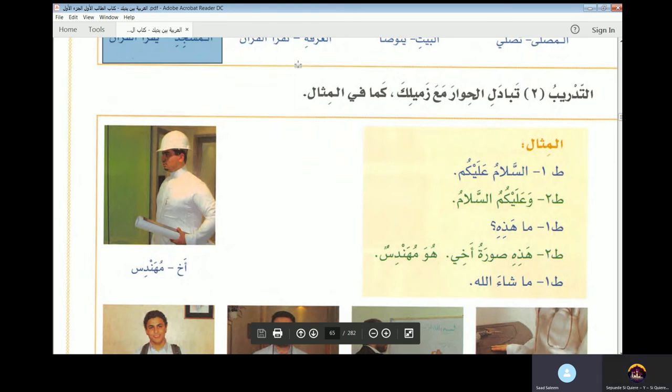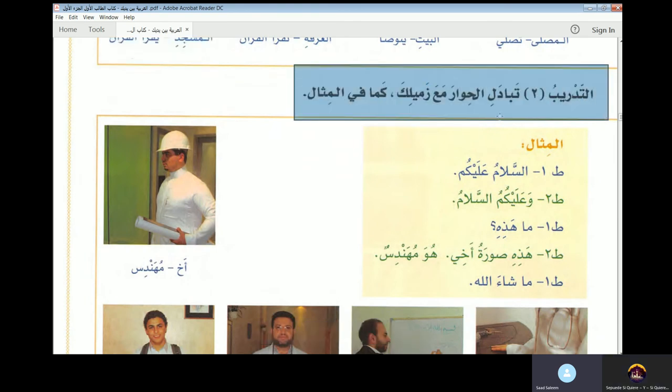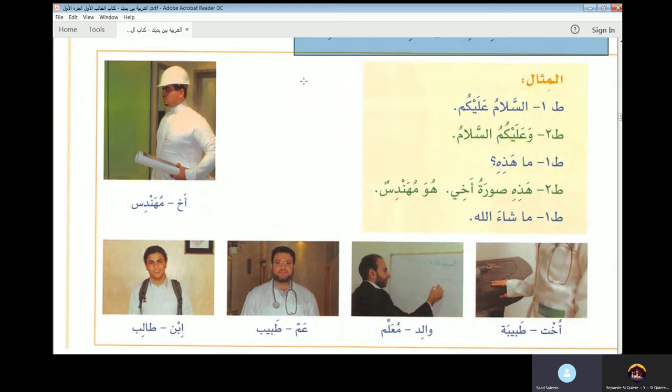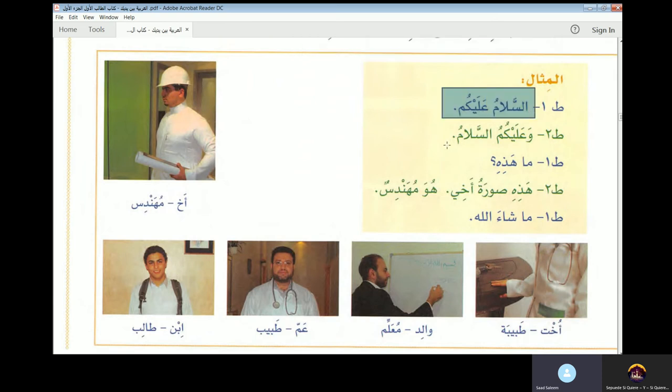Exercise two: exchange the dialogue with your colleague like in the example. Extend the dialogue. Here we have a picture. The first student will say Assalamu alaikum. The second will answer him Wa alaikum assalam. Then the first student will point toward this picture and ask Ma hadhihi? What is this? The second student will tell him, Hadhihi suratu akhi. This is the picture of my brother. Huwa muhandis. He is an engineer. Then the first will say, MashaAllah. Allah creates what Allah wills.